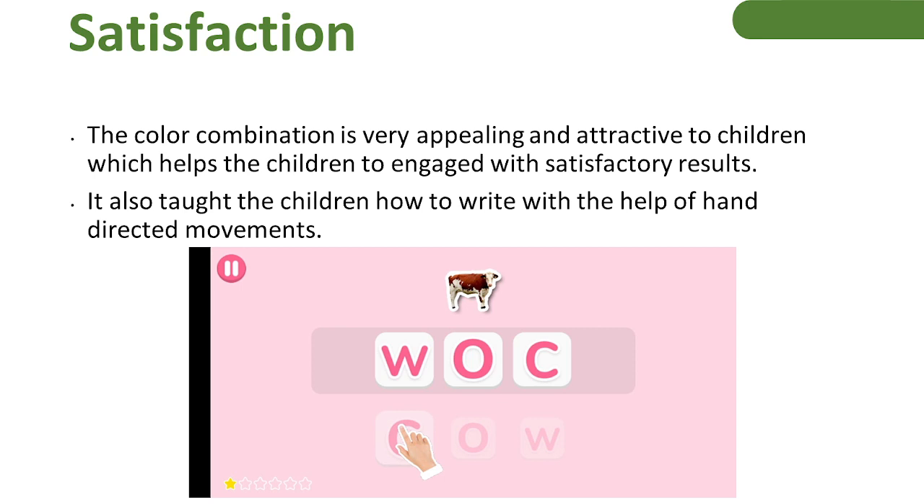And next we have the satisfaction. In the case of satisfaction, the overall color combination is very appealing and attractive to children, which helps the children engage with satisfactory results. So that is a good point about the app in the case of satisfaction. It also taught the children how to write with the help of hand directed movements. As you can see, there are hand directed movements, and in this way the kid can easily understand how to write and pick up things.